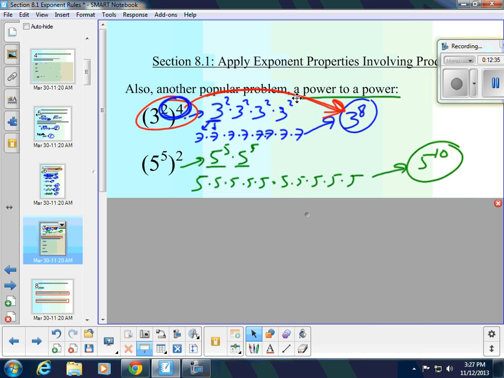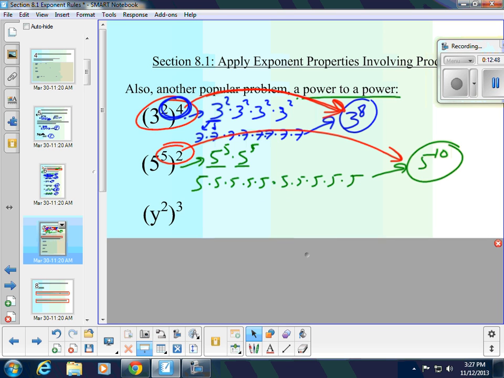Well, again, can you make the connection? So if this is my problem, how do I get right to my answer? All I have to do is multiply the two exponents together and keep that same base. 5 times 2 gives me 10, so 5 to the 10th power in this case.